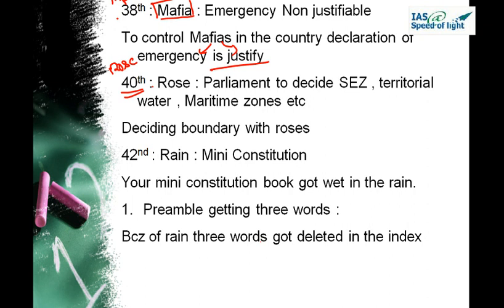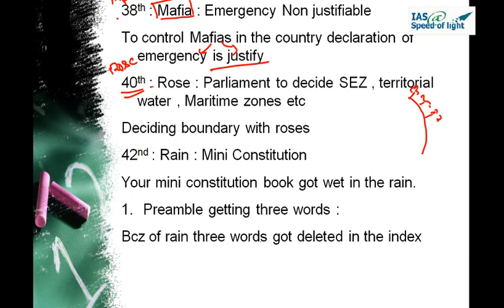So how you will decide? So that in a way deciding the boundaries of different things. So deciding boundary by roses, by making roses. They're creating boundary by roses. So these all are roses. They're making different boundaries of economic zones, territorial extent of waters, maritime zones. All these things they are making boundary with roses. So roses, that is 40, we are linking with deciding the boundary size of different things which can be territorial waters, economic zones, maritime zones, etc.